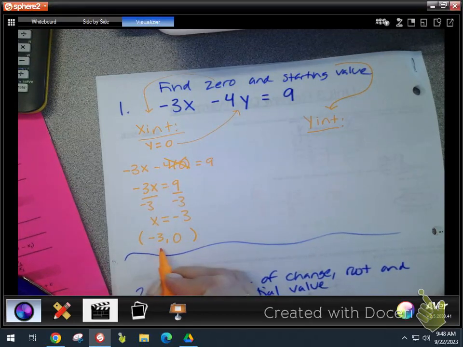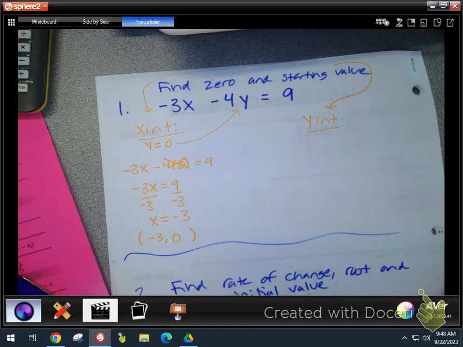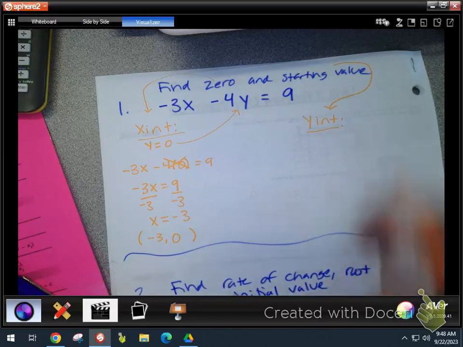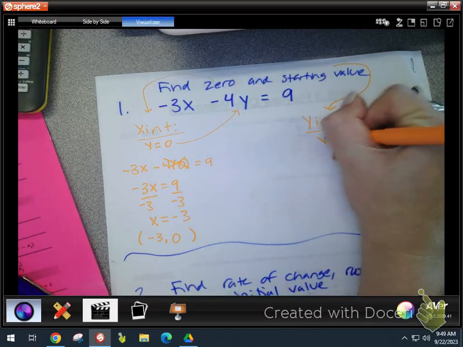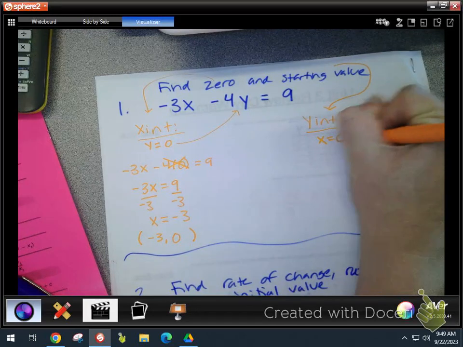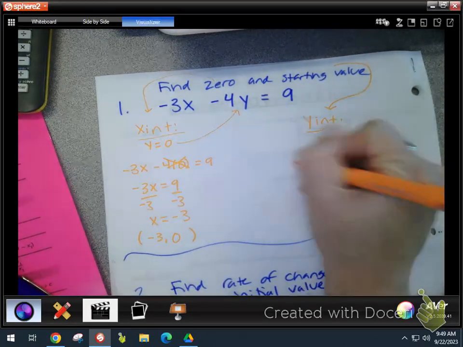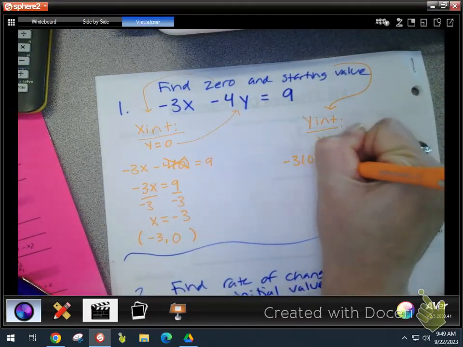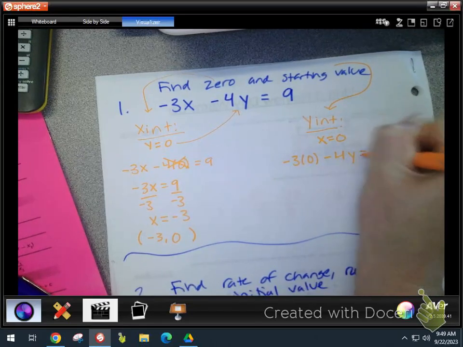Okay? So negative 3, 0 is your x-intercept. All right, the y-intercept. What do you know about y-intercepts? You take out the x. You want to keep the y in your equation. So we have negative 3, put the 0 here, minus 4y equals 9.